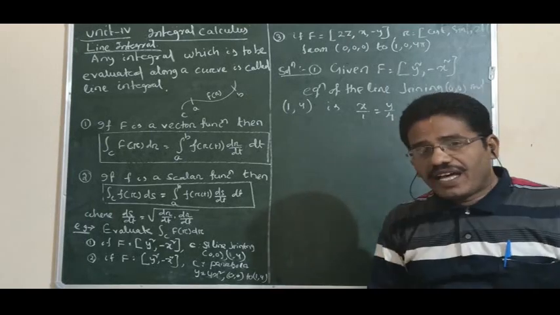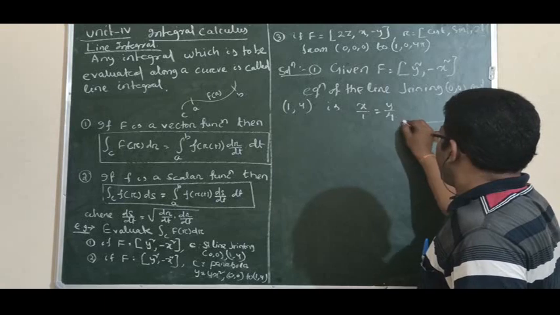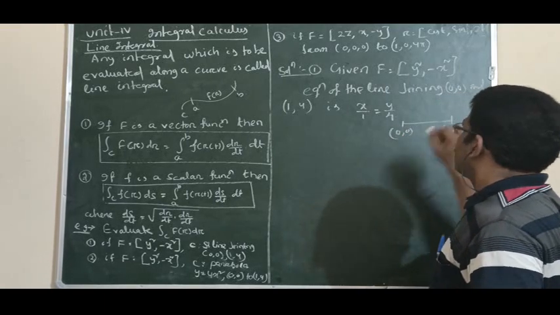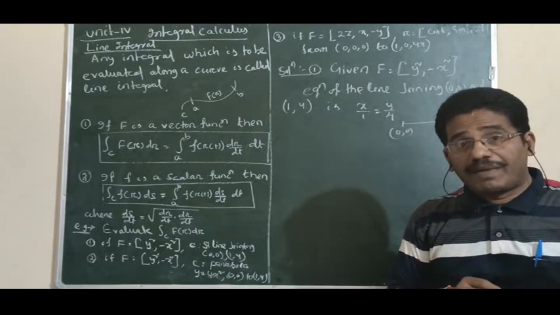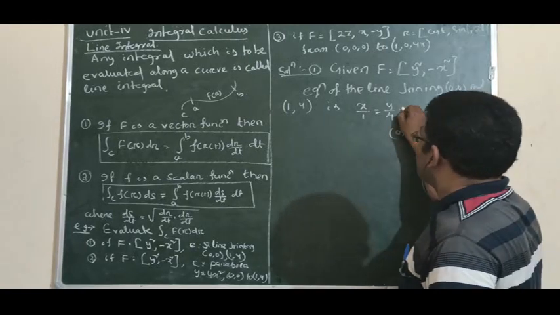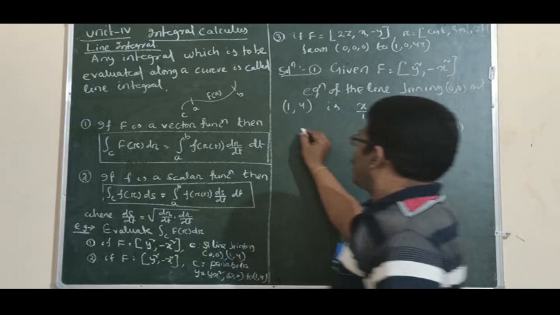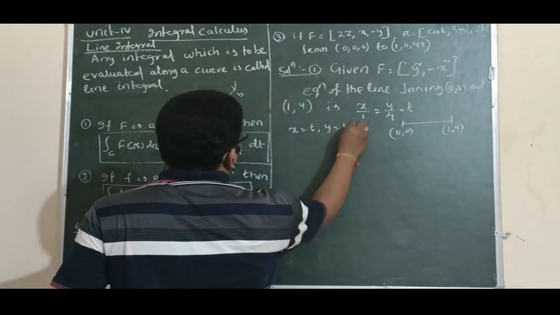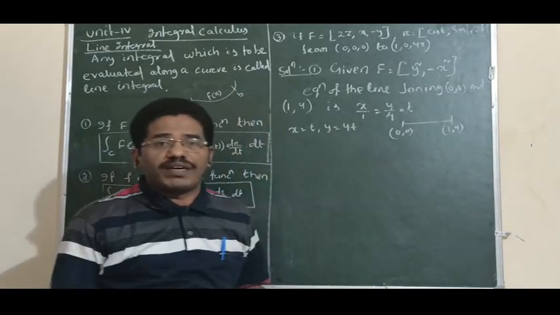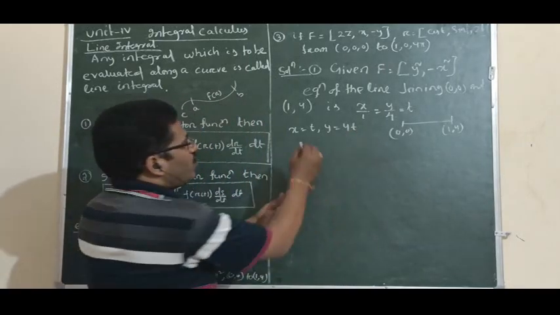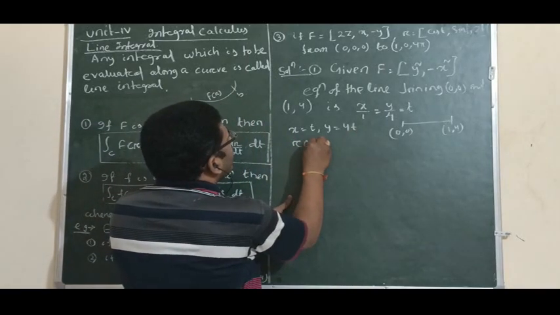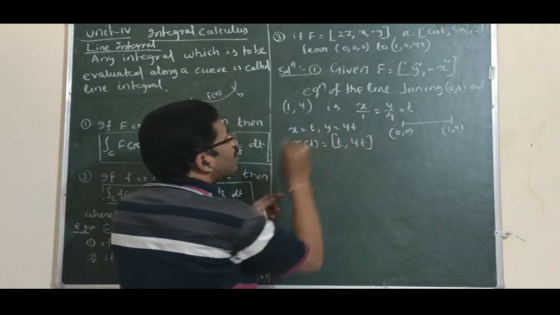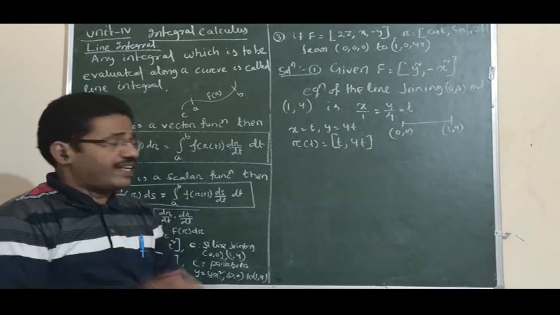So you will find the equation of the line, that it is joining in between 0, 0 and 1, 4. At first we will find the parametric form. How to find the parametric form? We will take t. Here we can take x equal to t and y equal to 4t. This is the parametric form of the straight line. So here we got r of t equal to t comma 4t. This is known as your parametric form.